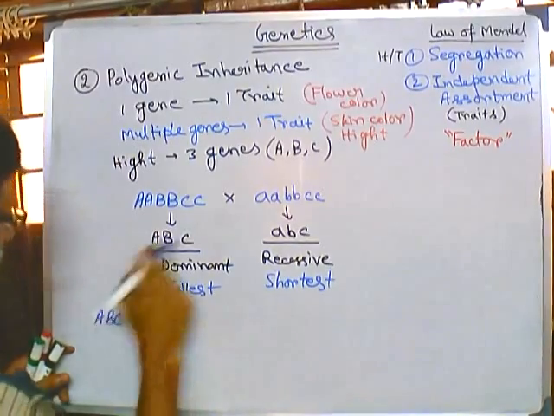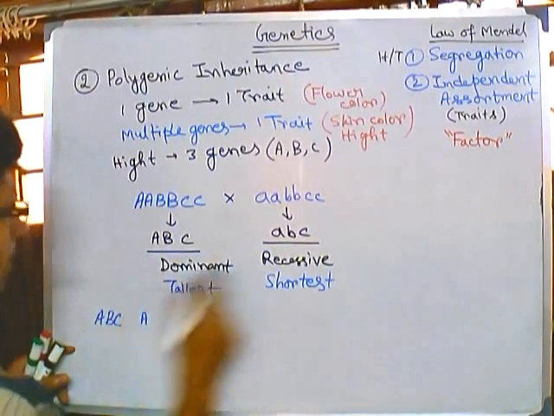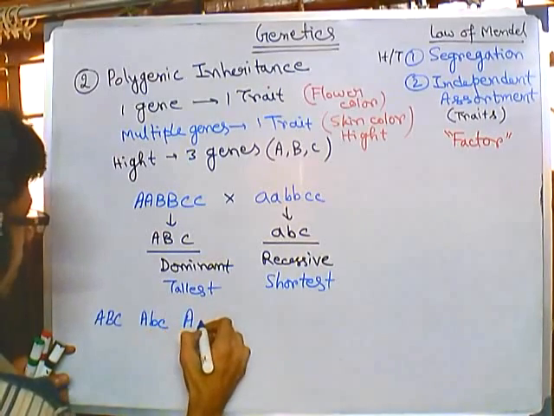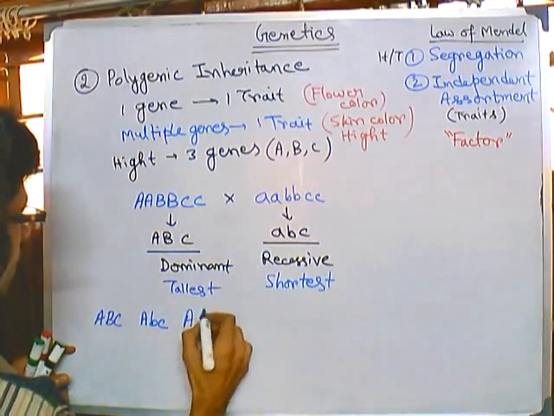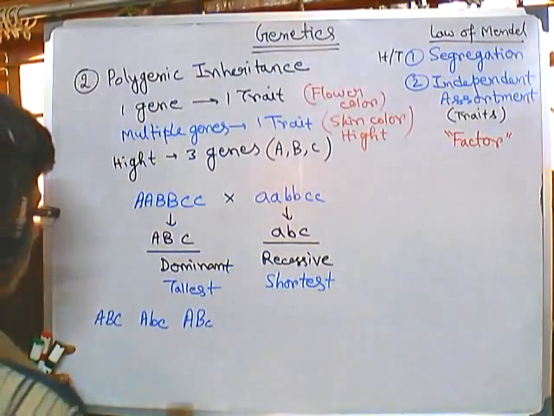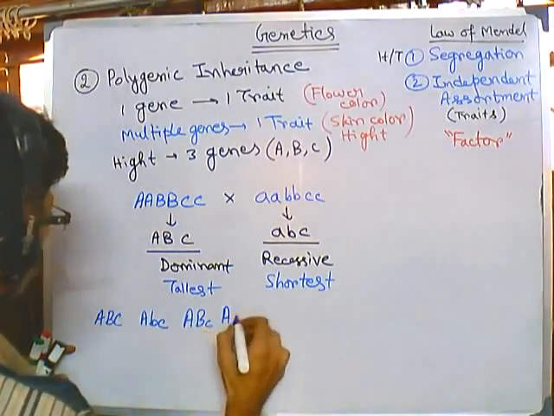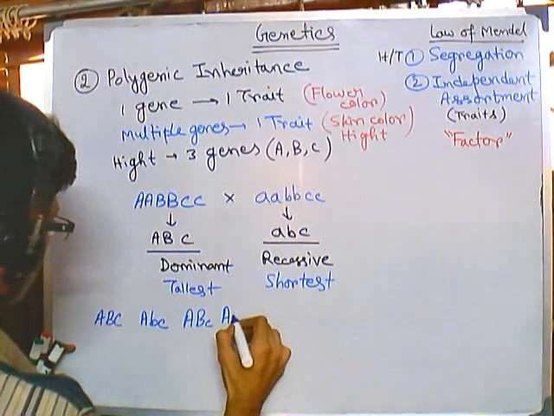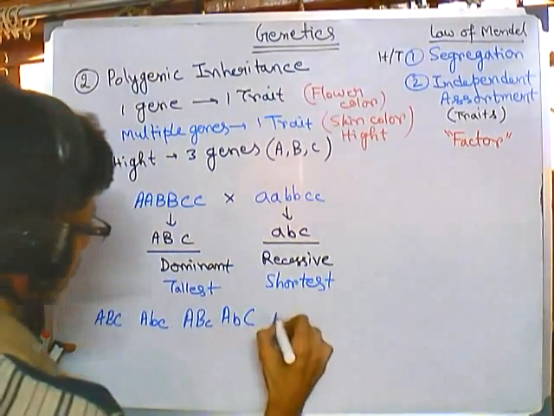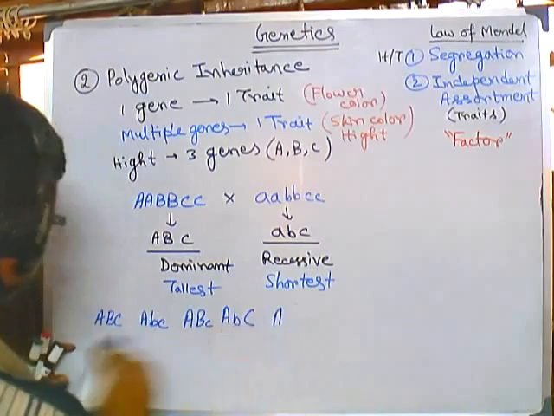So say the combinations: caps A, caps B, caps C; then caps A, small b, small c; caps A, caps B, small c; then say caps A, small b, caps C. Okay, then say caps A. So 4 with caps A are there.